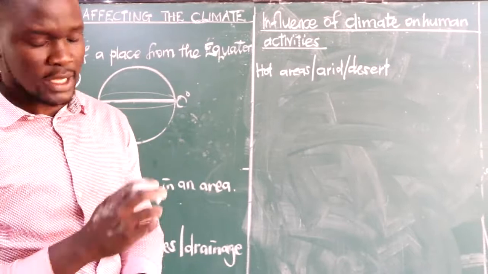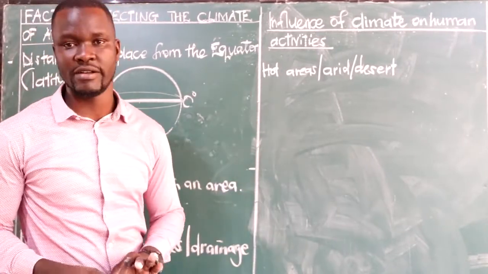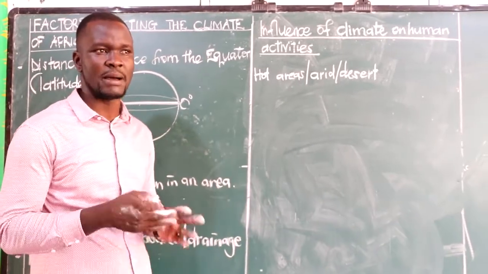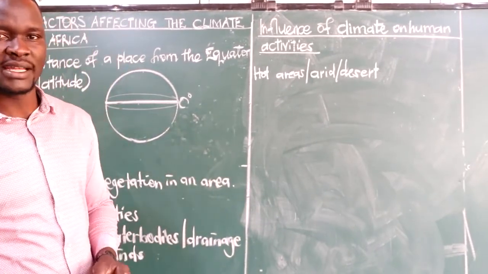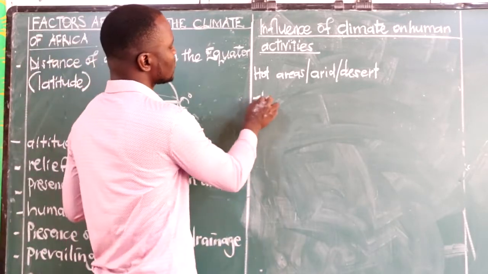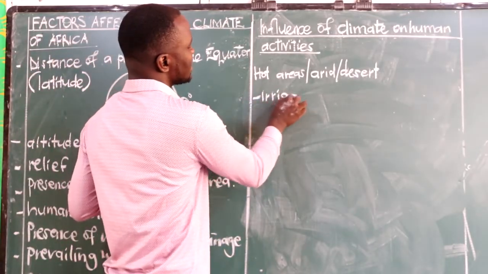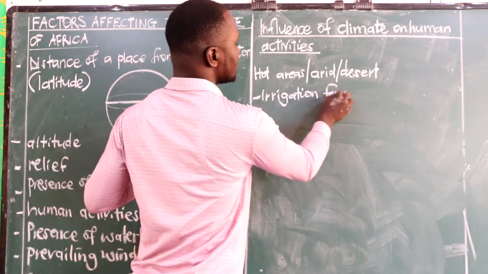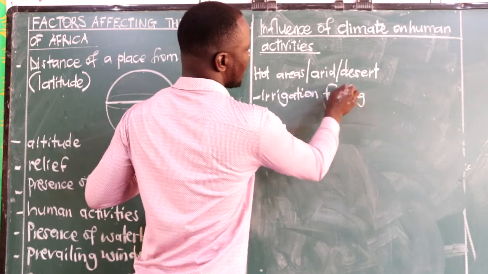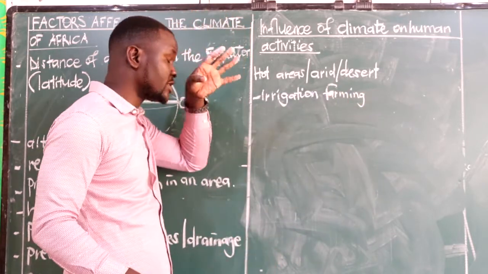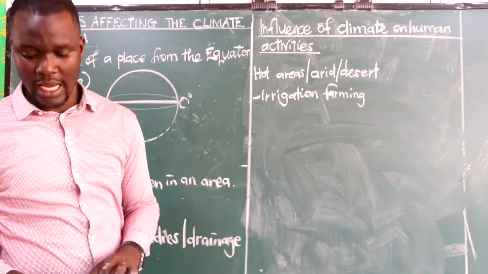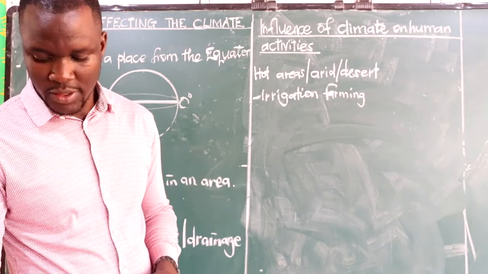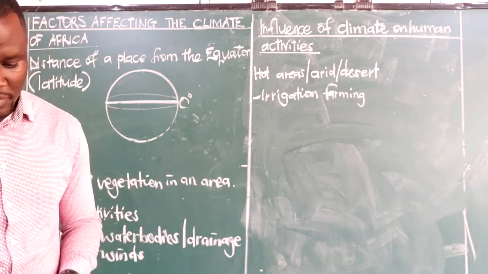So what happens, you will find that people who live in such areas can also carry out some activities like farming, that is crop growing. Only that crop growing has to be done through what we call irrigation. So they can only carry out irrigation farming. Reason being, the areas do not receive a lot of rain that will help the crops to grow well. So irrigation farming has to be introduced.